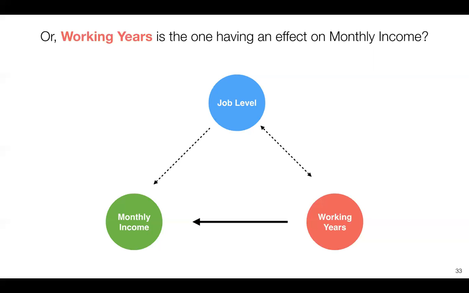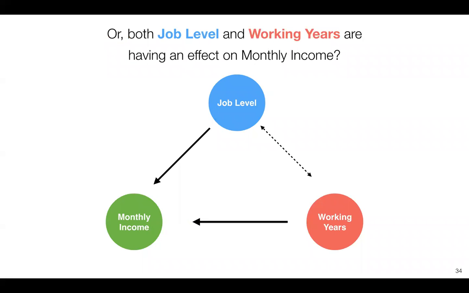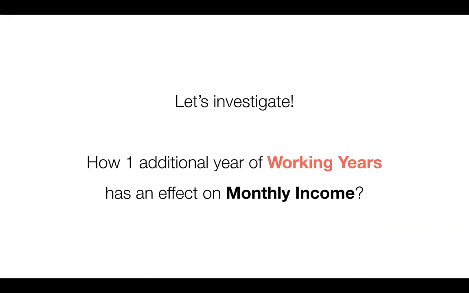Or maybe, you know what, maybe the job level is not actually the one, and the working years is the deciding factor for the monthly income. We don't know. Or maybe both job level and working years have an effect on the monthly income. Maybe some part comes from job level, and even within the job level, longer working years might give you a higher monthly income. We don't know, but we can think about multiple scenarios here.